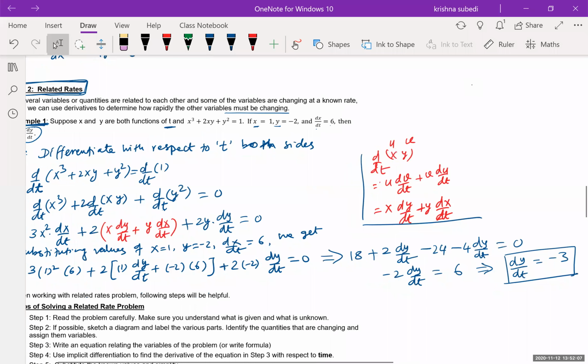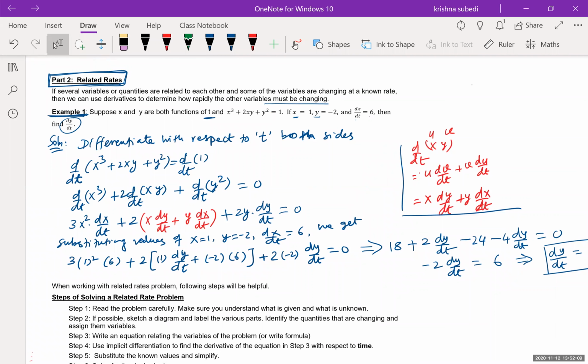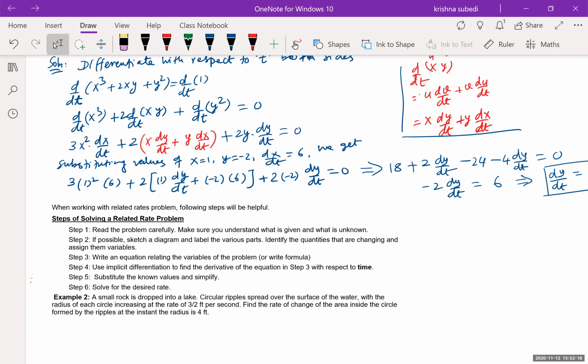Okay, now that you know what it means to differentiate with respect to t, let us solve some of the real world problems. In this section, I suggest that you follow this 6-step method, and you will be able to handle pretty much all the questions related to the related rates problem.